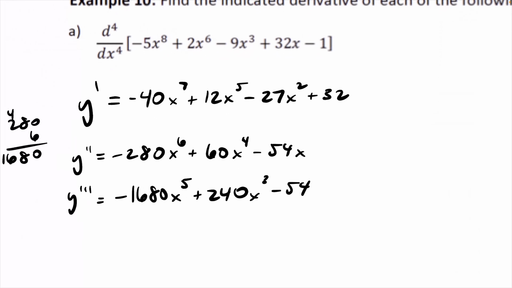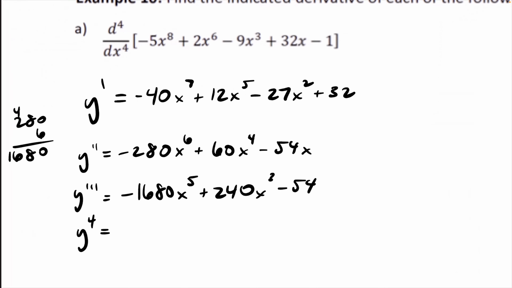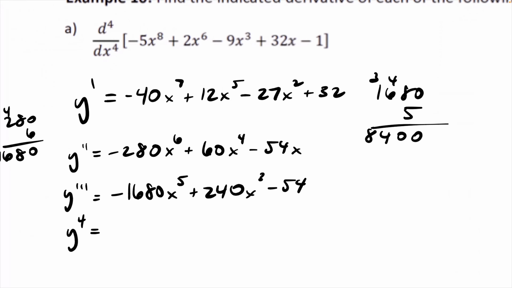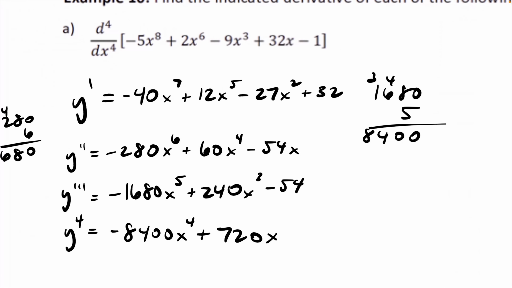So instead of doing 4 ticks, sometimes what they do is just put y^(4). That means 4 tick marks, fourth derivative. All right, so here we go. 5 times 1680, 5 times 8, that is, I got negative 8,400. And then 240 times 3, 720. 720 x squared, right? And then 54 drops off, and then you're done.